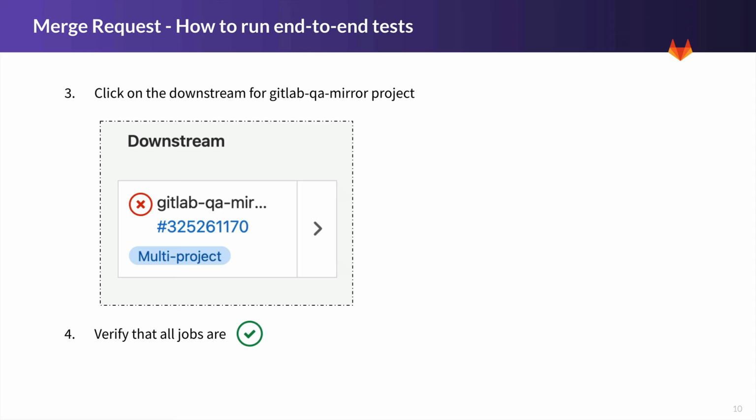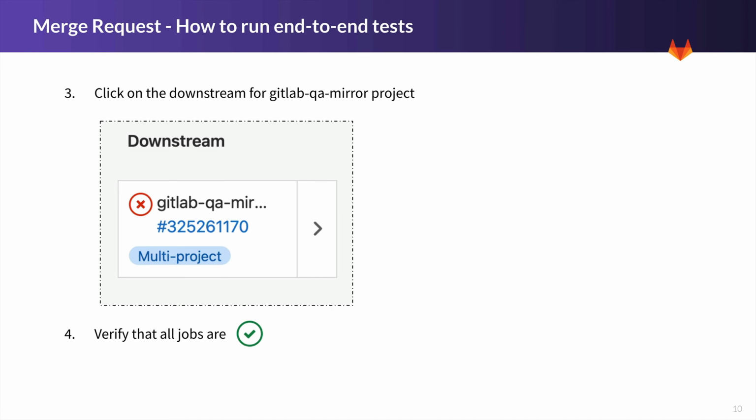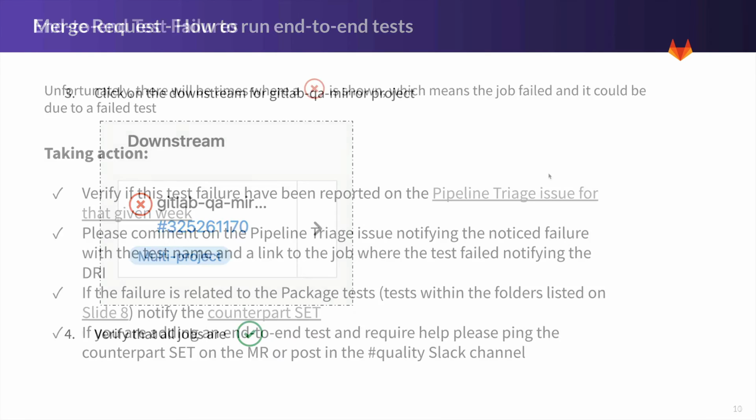goes through a series of other jobs, and you just have to click on the final downstream job for the GitLab to be directed to the GitLab QA mirror project. And basically, this is where all the tests are running within those jobs. There are different jobs there. These basically run a subset of tests.